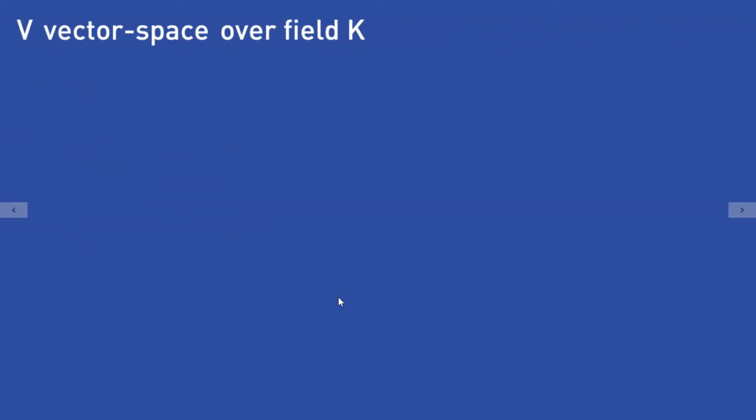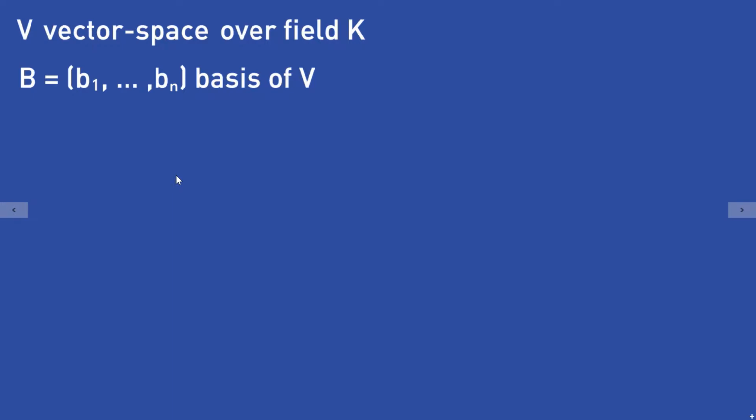Let capital V be some vector space over a field K. And let B equal B1 to Bn be a basis of this vector space V. Having a basis B of a vector space V means that each vector in the vector space can be written as a unique linear combination of the basis vectors B1 to Bn.